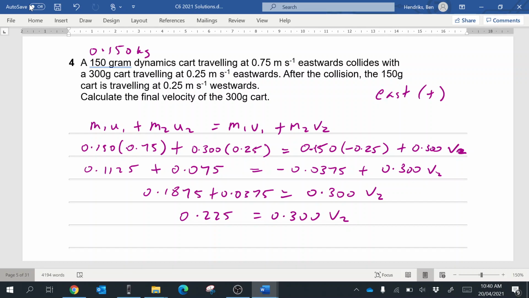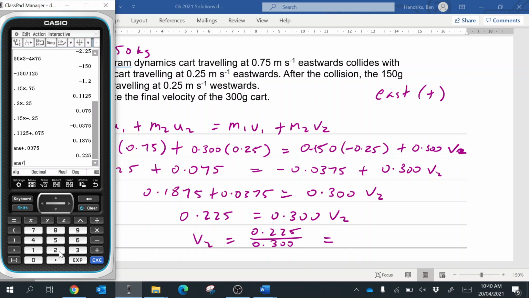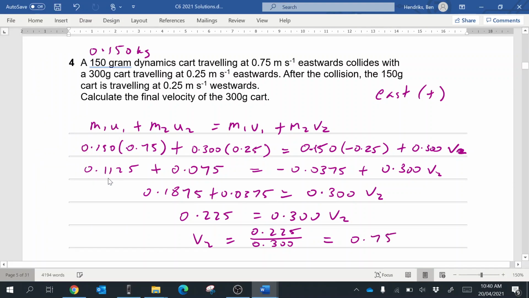Now we need to divide both sides by 0.3, so V2 equals 0.1875 divided by 0.300. So it's equal to 0.625 metres per second, and that will be going in an eastwards direction. Okay, and just notice that the magnitudes have kind of swapped, which is interesting.